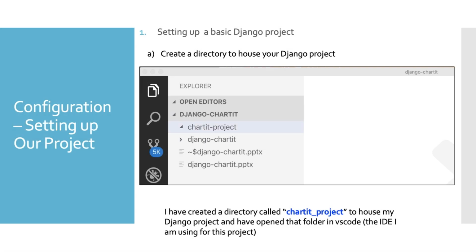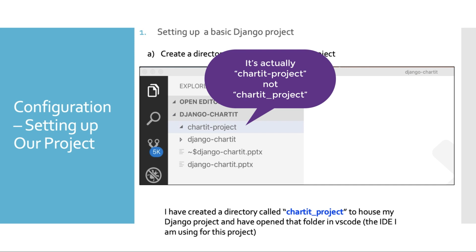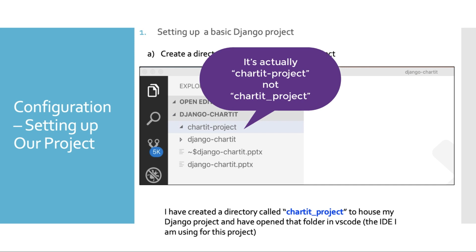Over the next several slides, we will be creating our Django project and our application. If you don't need that, please feel free to jump ahead. Here, we're creating a directory to house our Django project. I'm calling mine chartit_project. I happen to be using VS Code. You will see it in your IDE of choice like I do here.